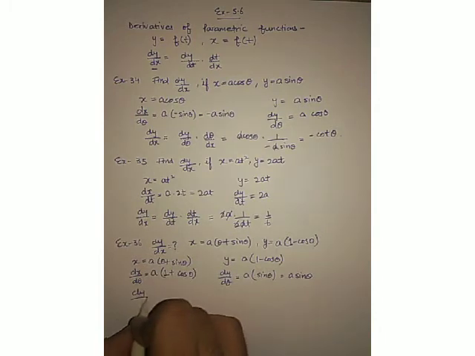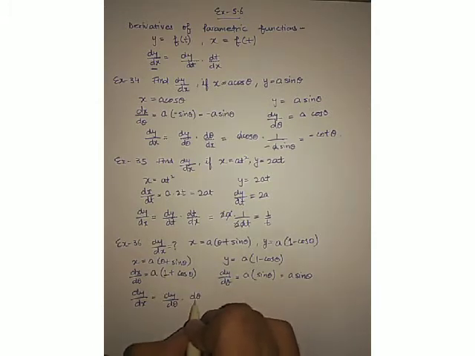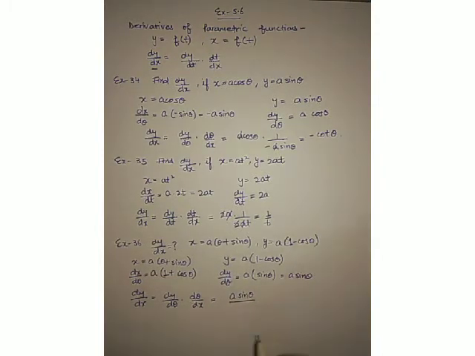Now what is our dy by dx equal to? As always, dy upon d theta multiply by d theta upon dx. Clear? What's dy upon d theta? That is a of sine theta. And what is d theta upon dx? Oh, there is 1 in the denominator of course. That is 1 upon a 1 plus cos theta. Now a and a will be cancelled. You will get sine theta upon 1 plus cos theta.